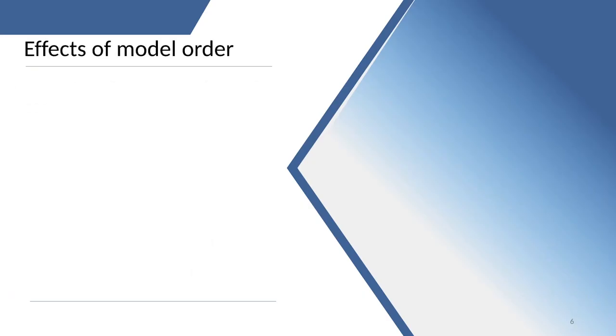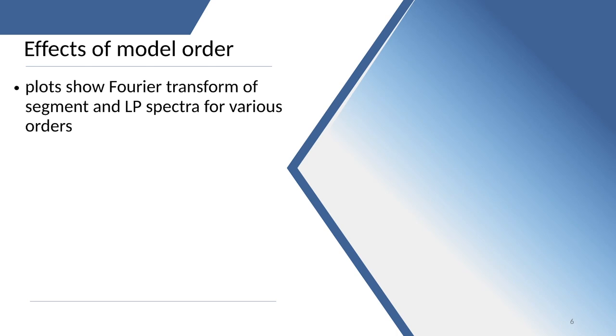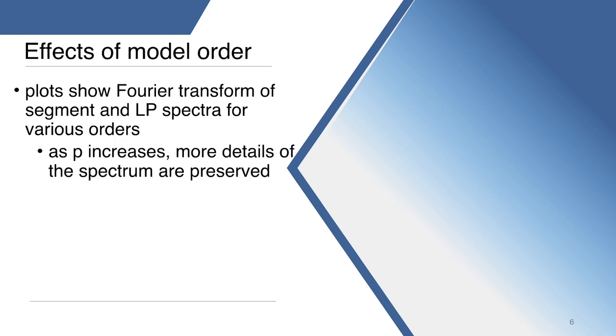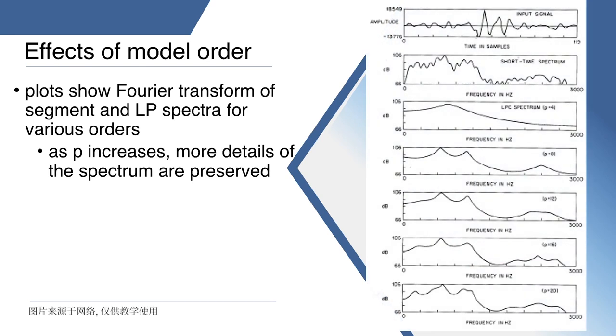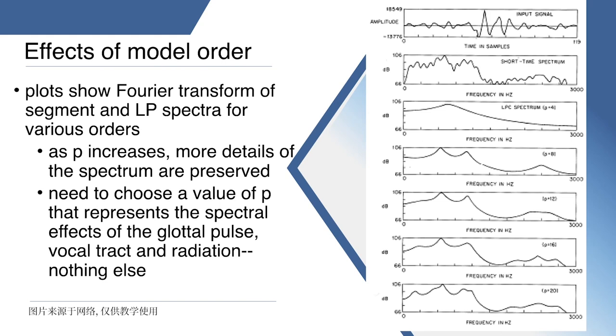The plots show the Fourier transform of a speech segment and the LP spectrum for various orders. As P increases, more details of the spectrum are preserved. We need to choose a value of P that represents the spectral effects of the glottal pulse, vocal tract, and radiation, nothing else.